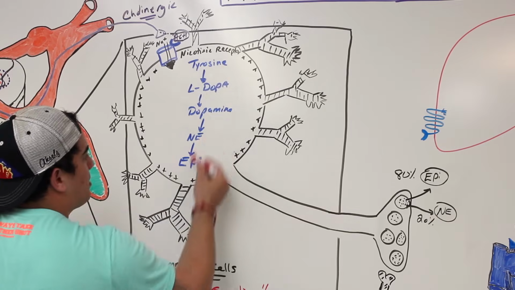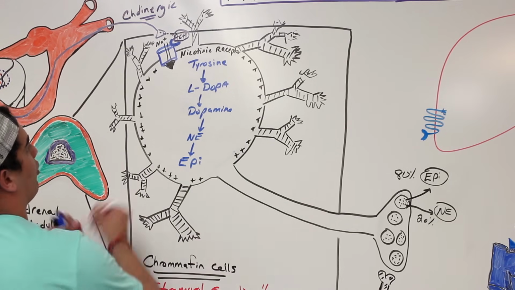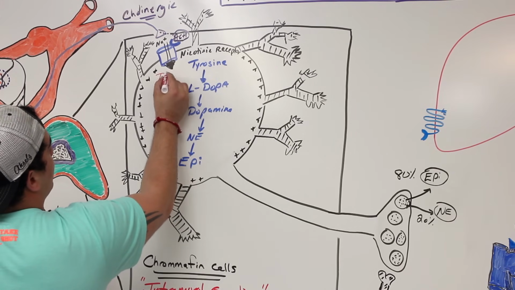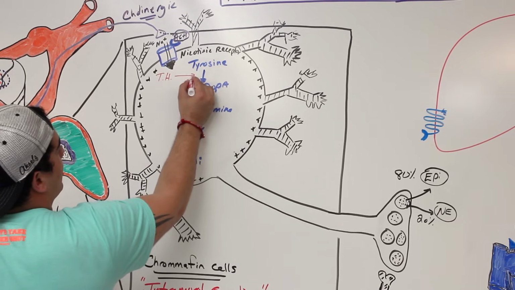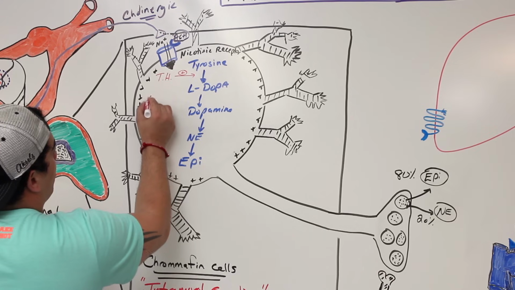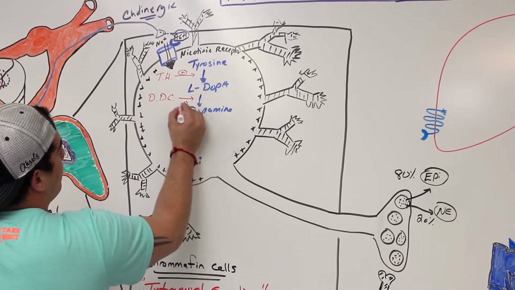All right, so in order for this pathway to occur, there's multiple enzymes involved in each of these steps. I'm just going to mention them for you. Again, you could have tyrosine to L-DOPA. This could be through what's called the tyrosine hydroxylase enzyme. I'm just going to abbreviate it for you. L-DOPA to dopamine is dependent upon DOPA decarboxylase, so it stimulates this step.